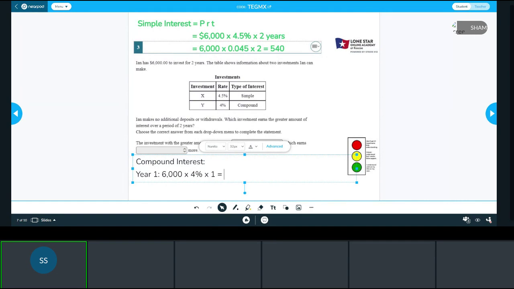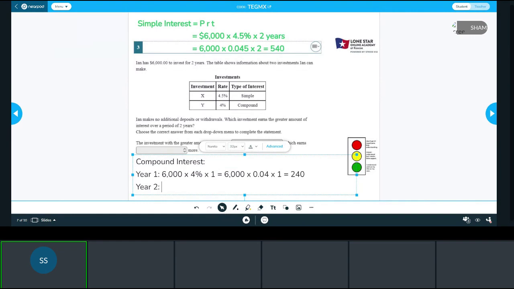It is just much easier to find for 1 year at a time. So I'm going to go ahead and change that to a mathematical statement. So 6,000, 4% is going to become 0.04 and times 1 year, right? If I do all the calculations for year 1, 4% of 6,000, I get $240. I go to year 2.